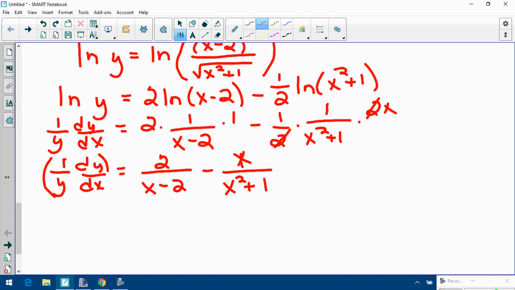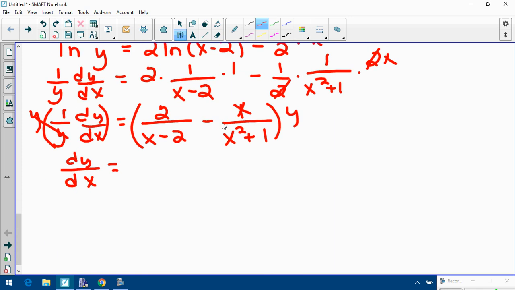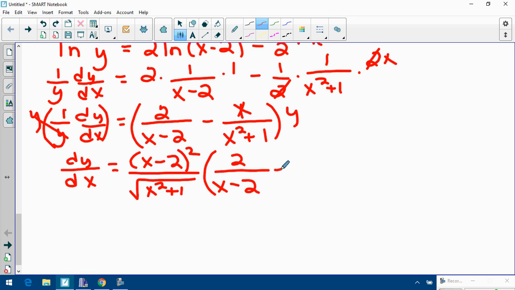Multiply by y. And then we get dy/dx equals, that y's out front, but let's put in what y actually is: (x - 2)^2 over the radical of (x^2 + 1). So sub that in: (x - 2)^2 over the radical of (x^2 + 1) times [2/(x - 2) minus x/(x^2 + 1)].